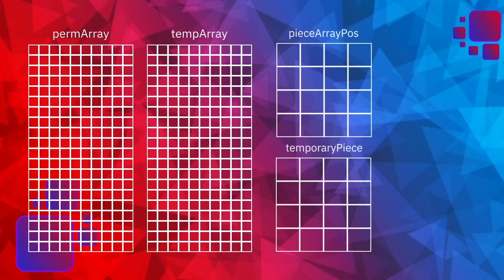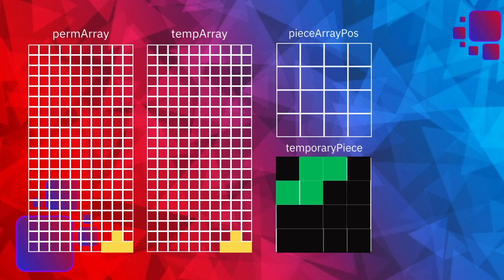This is where the 4 arrays I created earlier come into play. Permarray and temporary store the state of the board at any given moment, but they only store if a cell is occupied or not, not the colors of it. Let's say in this case there's a T piece right here. Then temporary piece stores the piece being tested. Let's say that in this case it is this piece. Finally, piece array pause tells you where the piece is relative to the other arrays. Let's say it's at the top of the board.